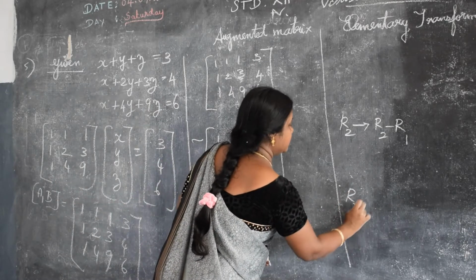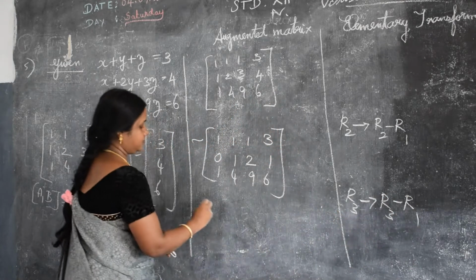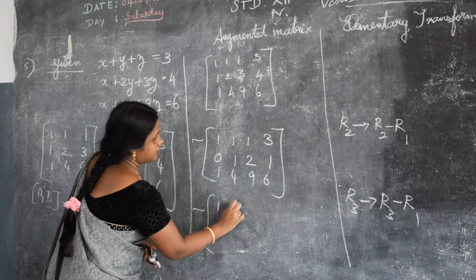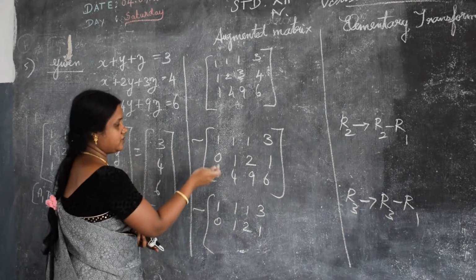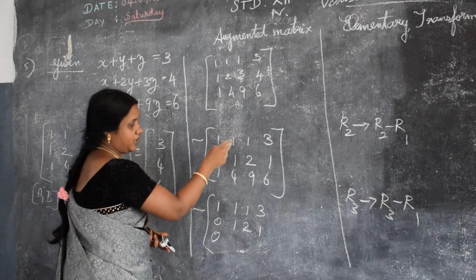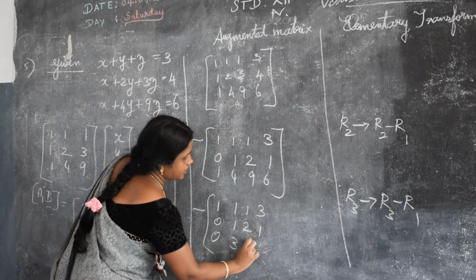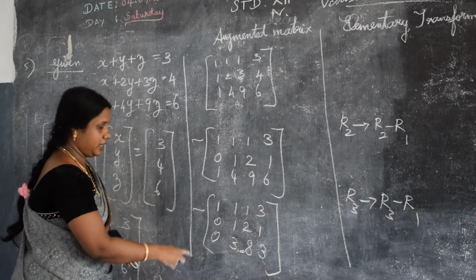So our R3 is R1. That means 0, 1, 2, 1. Now you subtract this, 1 minus 1, 0. R3 you have to subtract with R1. 4 minus 1, 3. 8. 6 minus 3 is 3. Now I got 0 here.